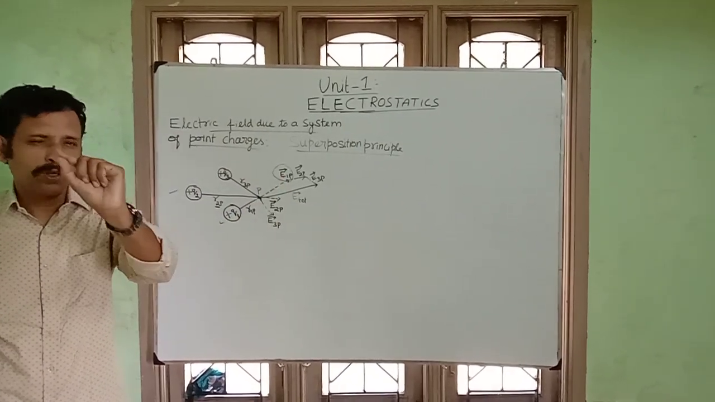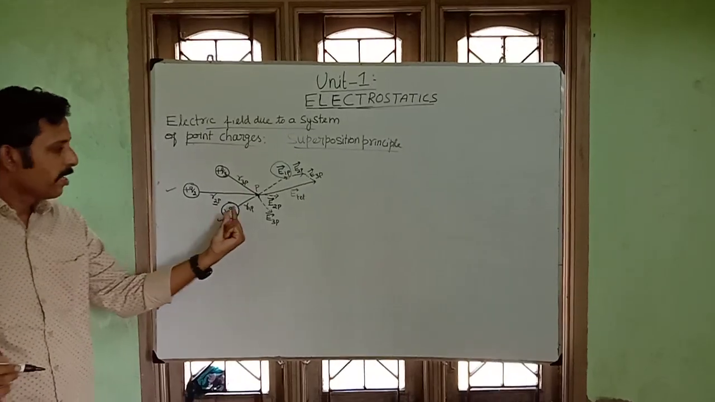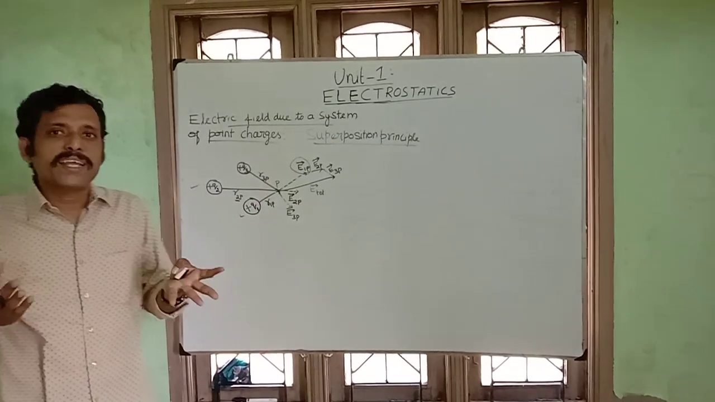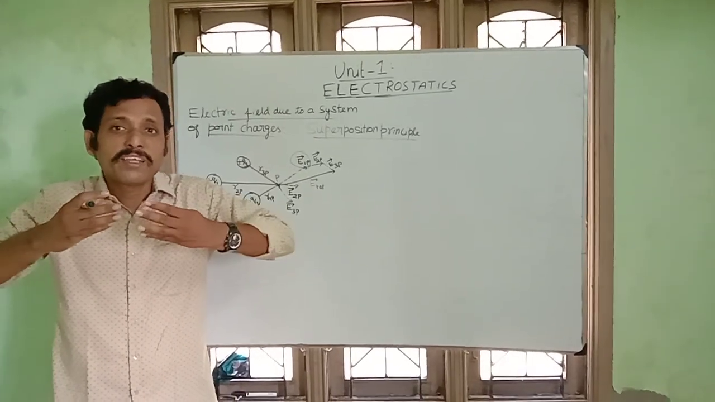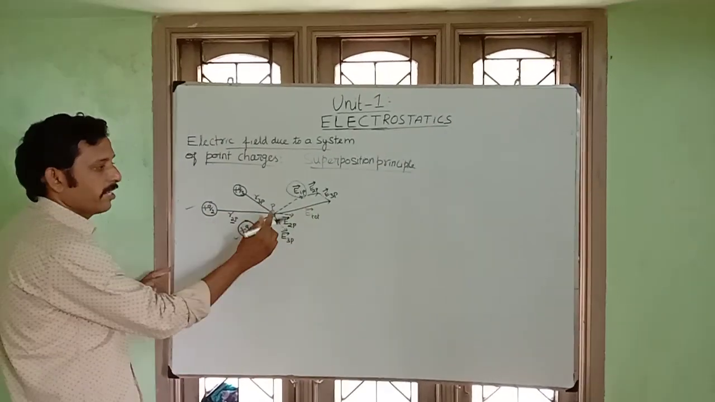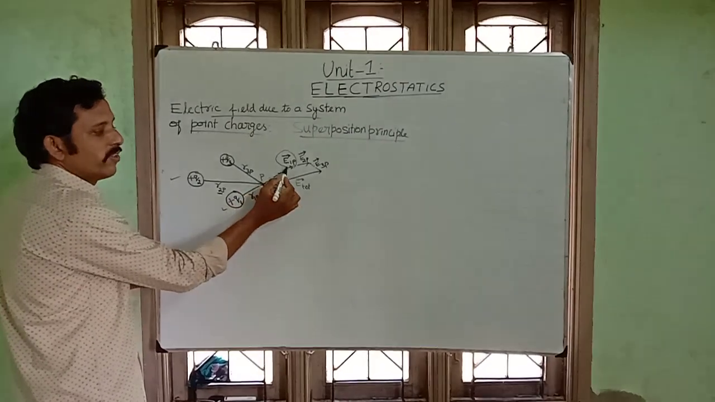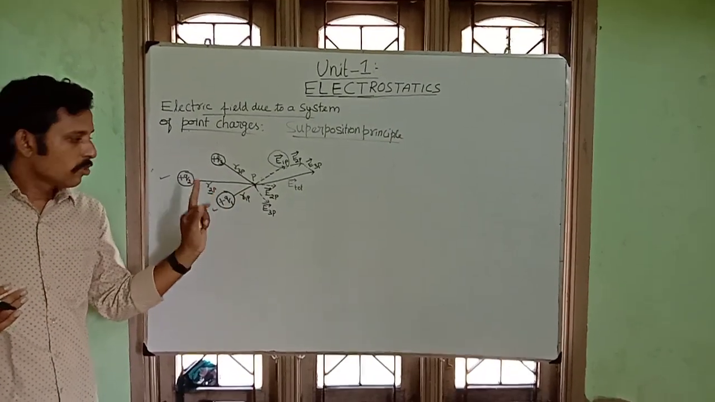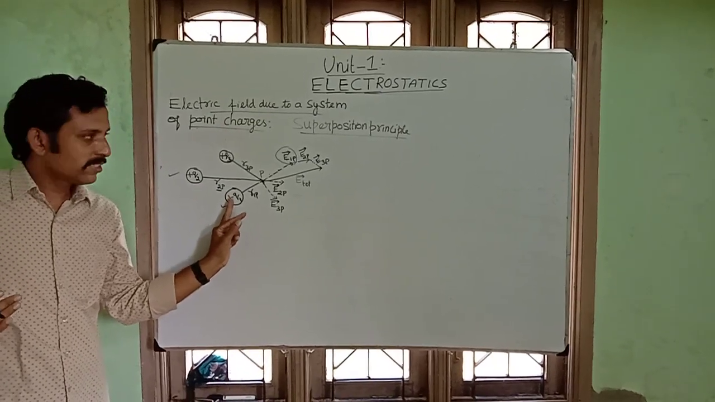Keep one thing in mind. You see here, Q1 is nearer to point P. What about the electric field? The electric field will be very large. See, I have drawn it in dotted lines. The electric field is very large since it is very close to the point P. So because of Q1, the electric field is E1P.